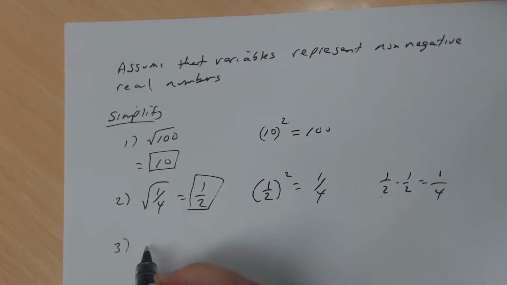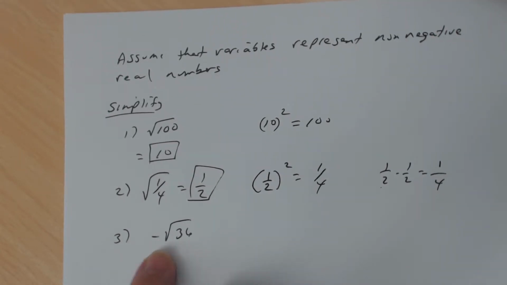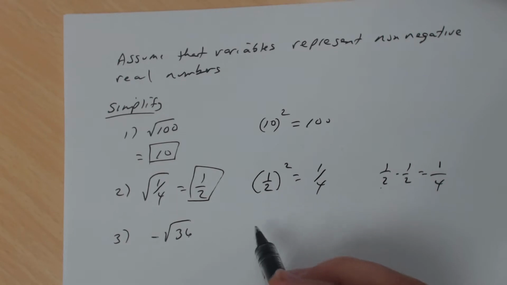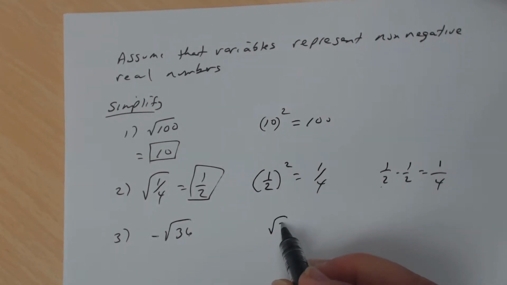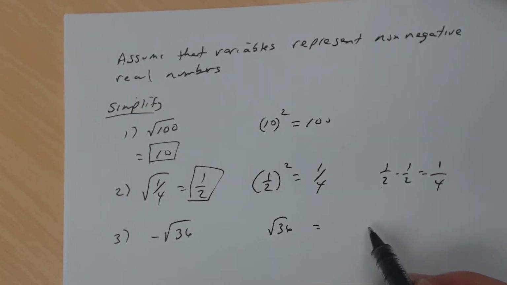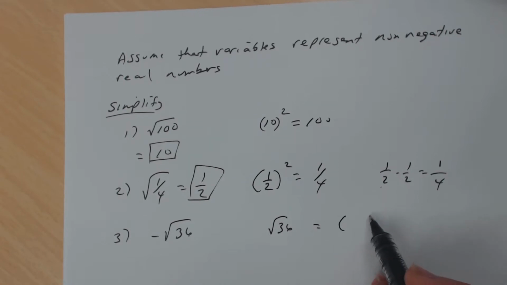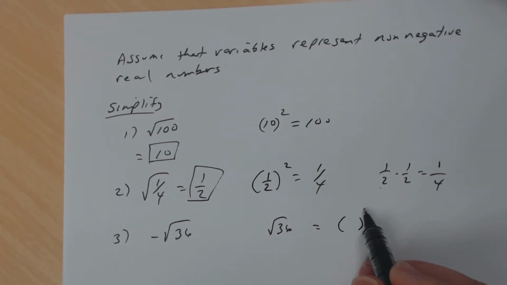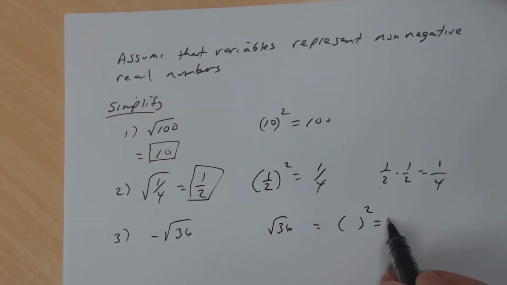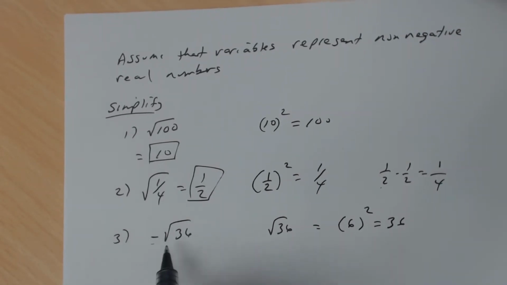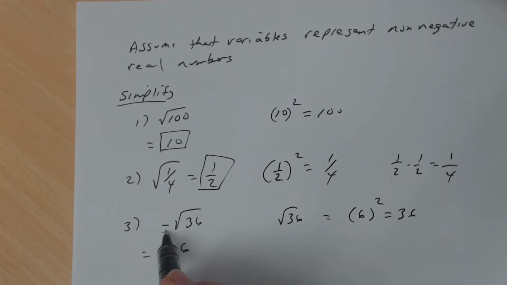Number 3, suppose we had this. Now I want you to find the negative square root, so the negative square root of 36. Well, first of all, let's look at the square root of 36. 36 is equal to what squared? The answer is 6. But I want the negative 6. So negative, don't forget to bring that in, and this is just 6.